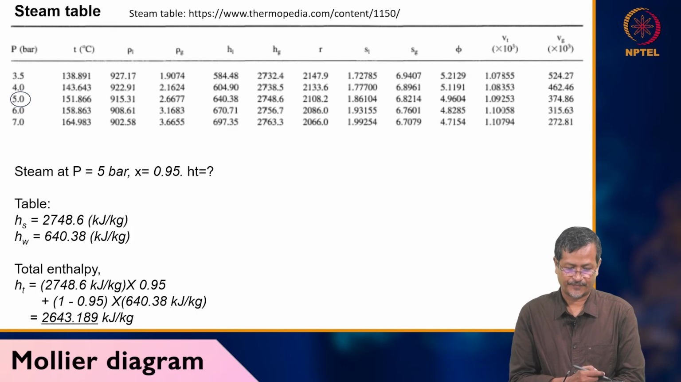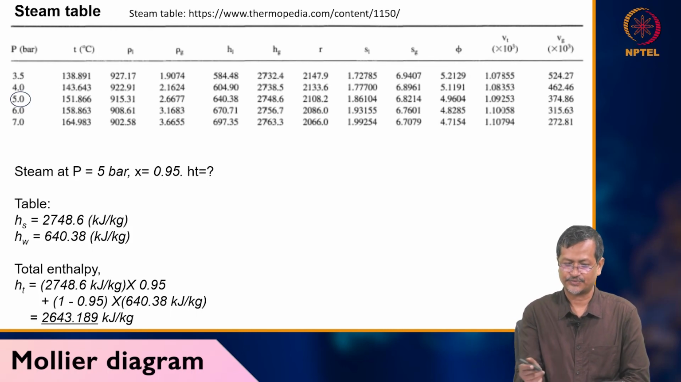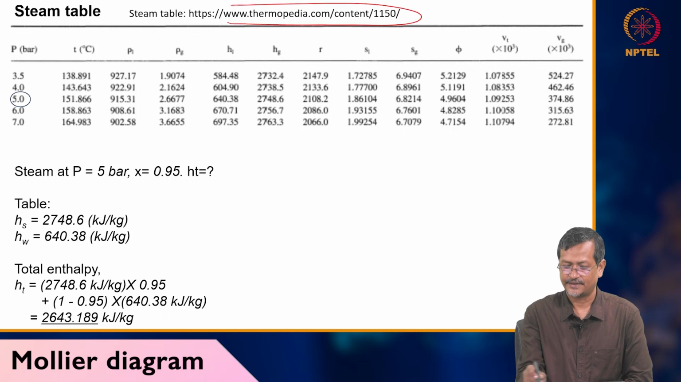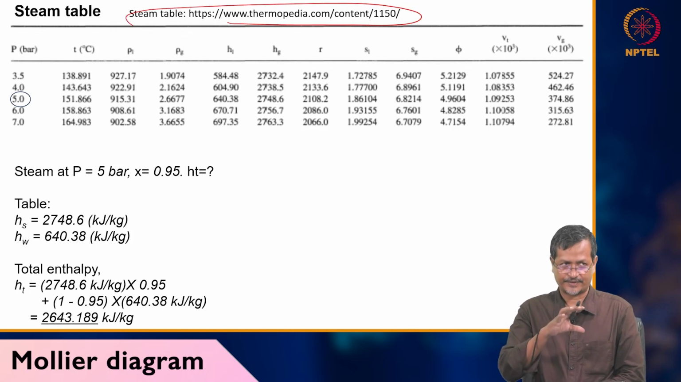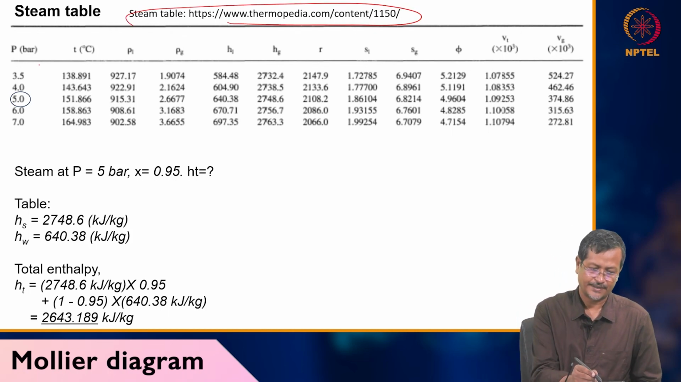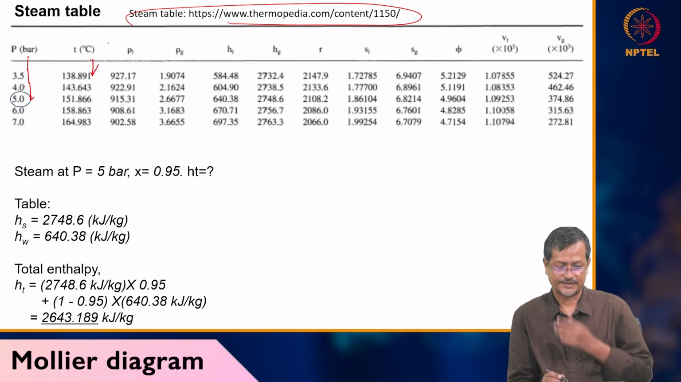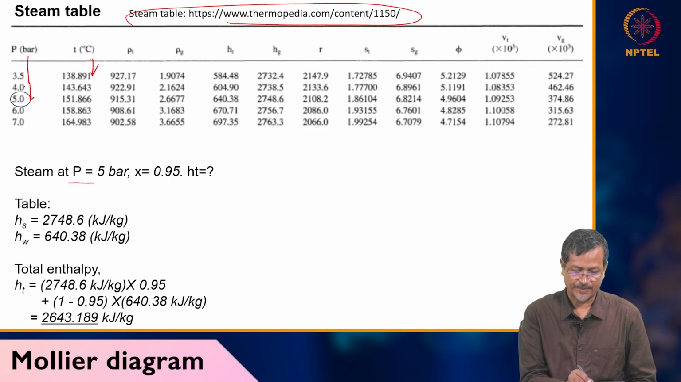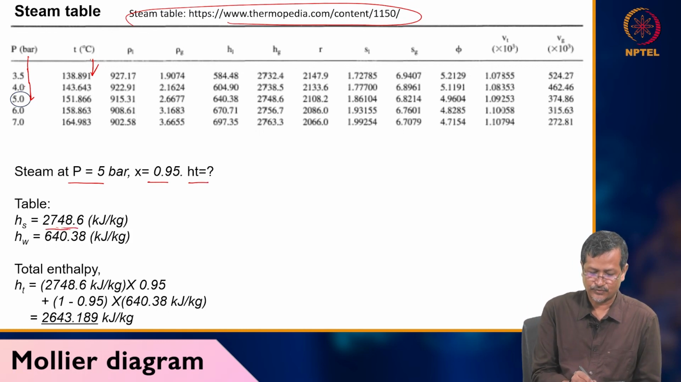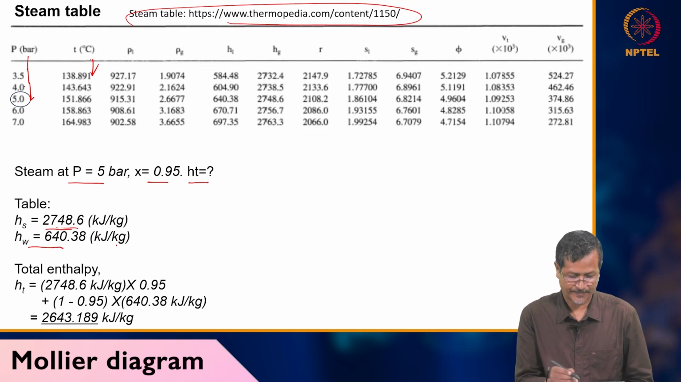And steam table, so here also again another example, and this one I have taken from Thermopedia. In that website they have a detailed steam table. You can see the pressure is given in bar, 3.545 bar, and the relevant temperature is also given. This is saturation temperature, and steam at 5 bar, x 0.95, and HT you have to calculate. So from there HS you get, HS is given 2748, HW you can get from the table.